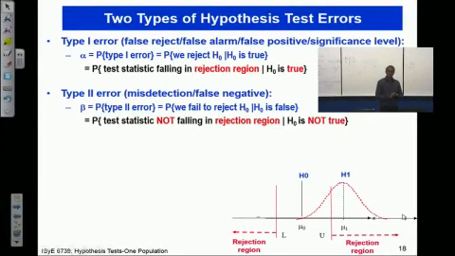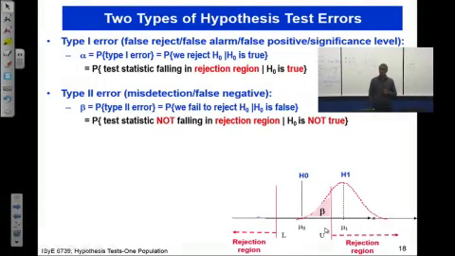Based on the definition, so that's this part. H1 is not true, which means mu is not mu 0. So what is this part? Test statistics not falling in the rejection region. Yes, exactly. So this is beta.